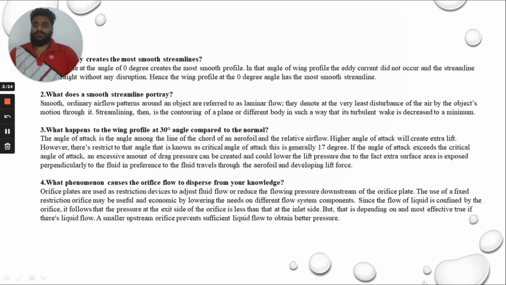Next, what does a smooth streamline portray? Smooth ordinary airflow patterns around an object are referred to as laminar flow. They denote at the very least disturbance of the air by the object's motion through it. Streamlining, then, is the contouring of a plane or a different body in such a way that its turbulent wake is decreased to a minimum. What happens to the wing profile at 30-degree angle compared to the normal?